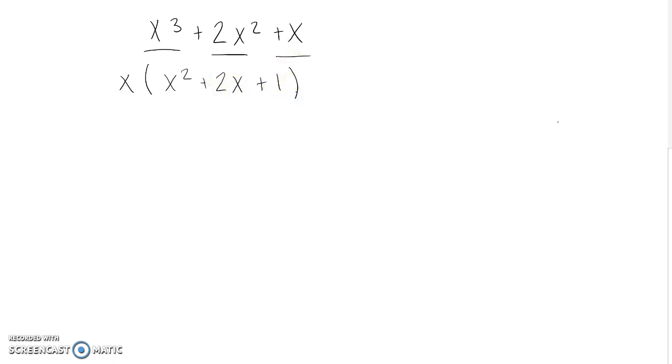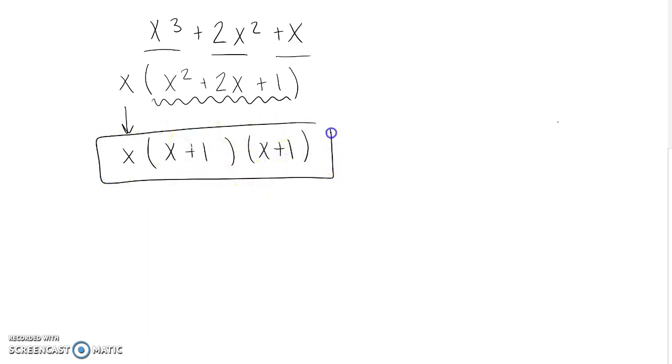Now, some people might think you're done, but you have to now pay attention to this and say, okay, can this be factored anymore? And it can. What times what multiplies to 1 and adds to 2? 1. So we need to bring down this x, and then this factors to x plus 1 times x plus 1. And this is our final answer. You can always double check your work by distributing everything back, and if you get what you started with, you know you got it correct.